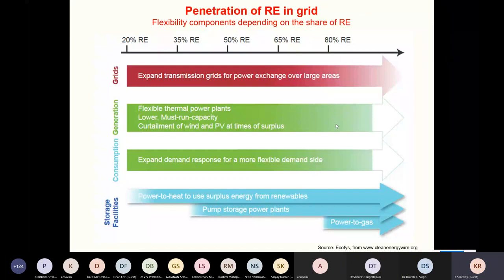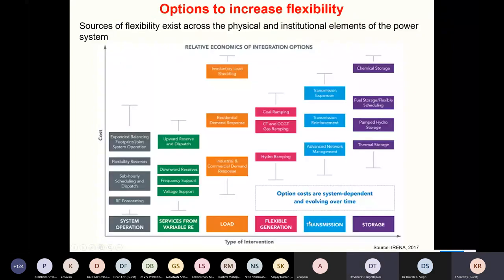If there is 20%, we have a grid with generation, consumption, and storage facilities, because storage can also be used in different ways. So our focus is storage here, but the penetration of renewable energy into this depends on what the flexibility is and all. This storage facility plays a major role when we have a surplus of energy. Either we can go for pumped power, or thermal energy storage, or a power to gas system. So there are a wide variety of options for flexibility of energy storage.